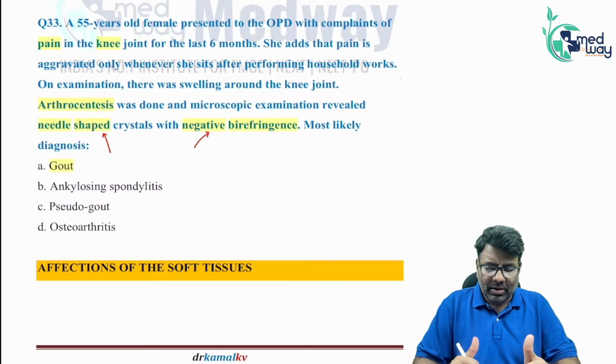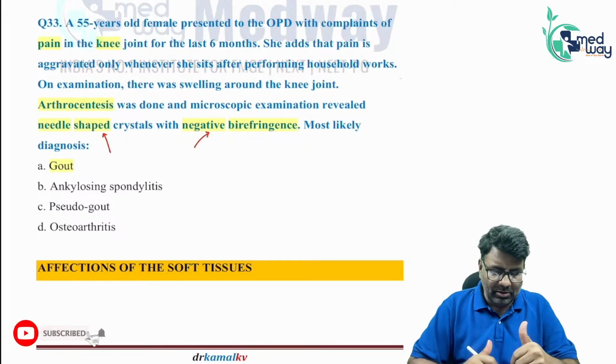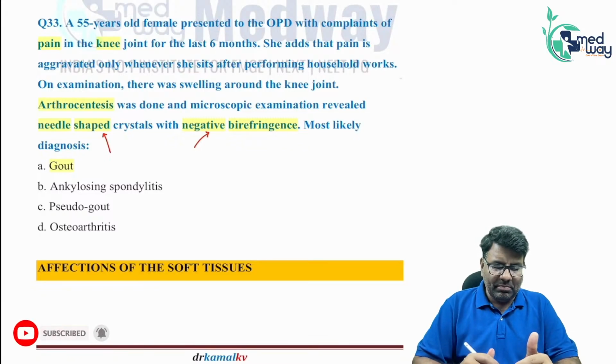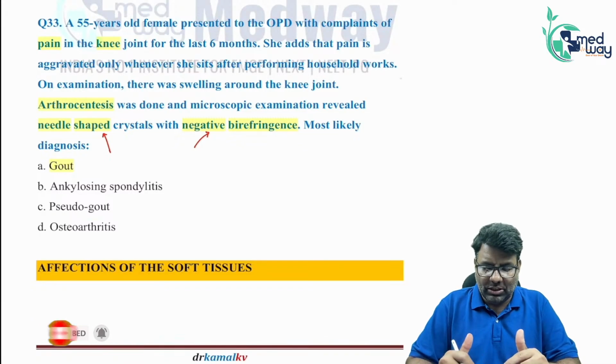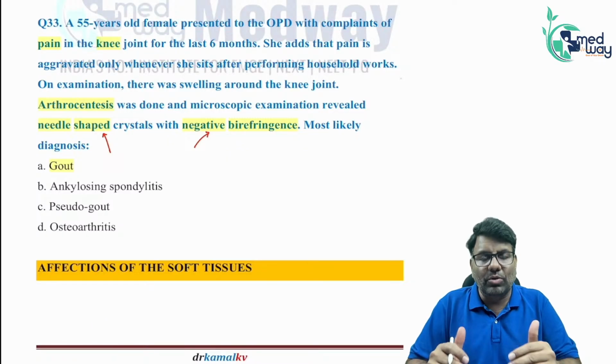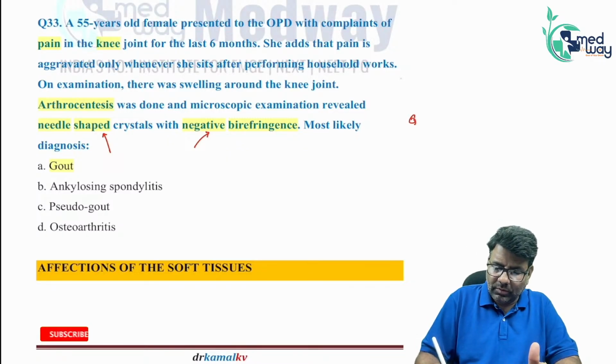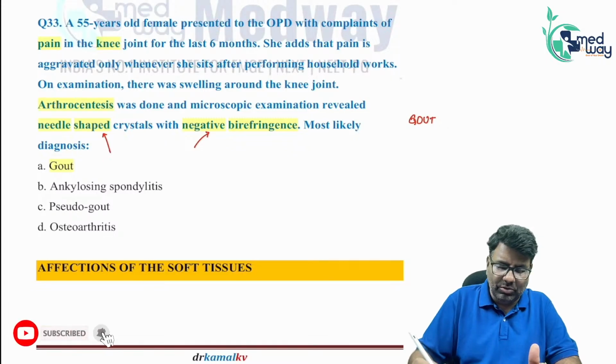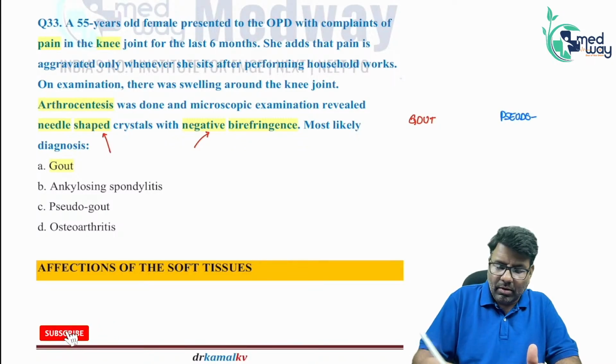So needle shaped negative birefringent crystals, think of gout, and rhomboid shaped positive birefringence, think of pseudo gout. These are the two conditions which you need to differentiate: gout and pseudo gout. Okay, so this is pseudo gout.